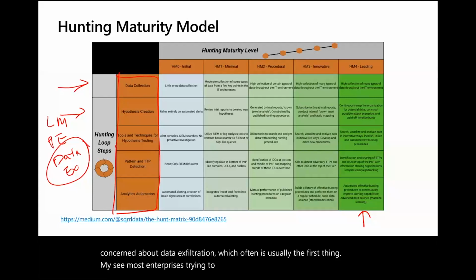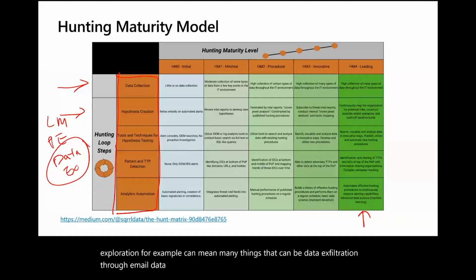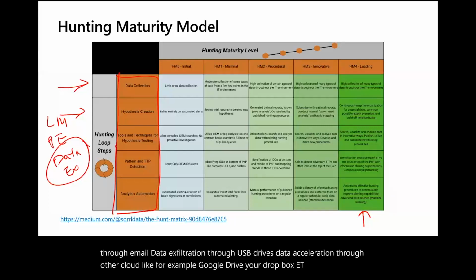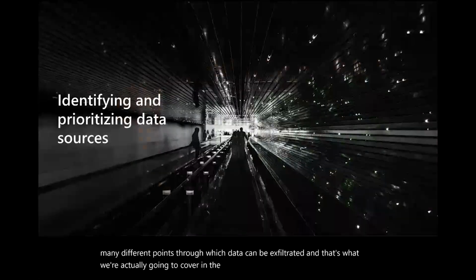as their hypothesis creation. So data exfiltration, for example, can mean many things. It can be data exfiltration through email, through USB drives, through other cloud services like your Google Drive, your Dropbox, etc. So there are many different points through which data can be exfiltrated, and that's what we're going to cover in the next section when we talk about how you identify all of these different data sources.